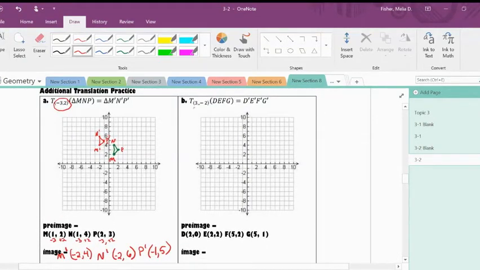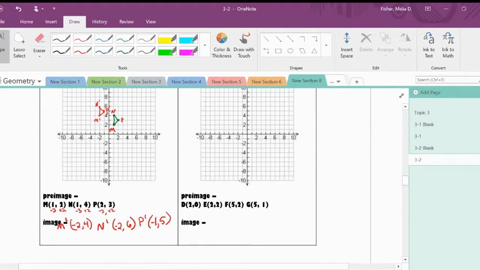There's accidentally 2 commas here, but we are going to go right 3 and down 2. So I can add 3, subtract 2. Which makes D prime at 5, -2. E prime is at 5, 0. F prime is at 8, 0. And G prime is at 8, -1.